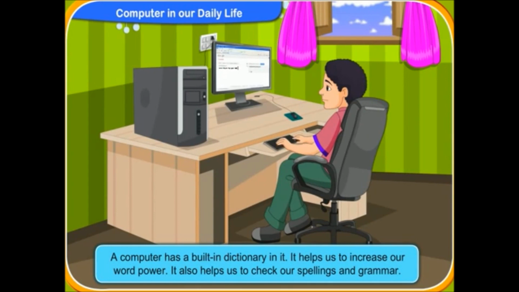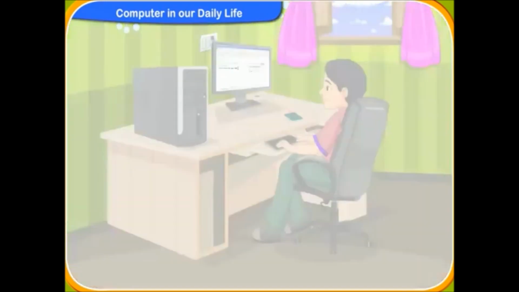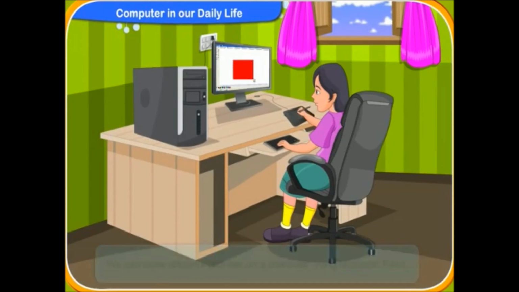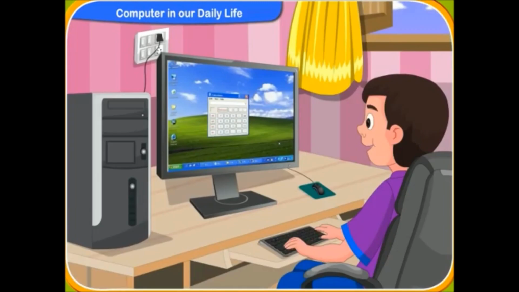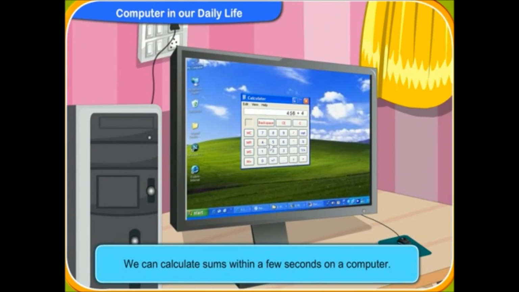Do you know, Rennie, that a computer has a built-in dictionary in it? It helps us to increase our word power. It also helps us to check our spellings and grammar. That's great, Kliko. We can also draw colorful pictures on a computer using Microsoft Paint. With a computer, calculation is so much easier. We can calculate sums within a few seconds on a computer.